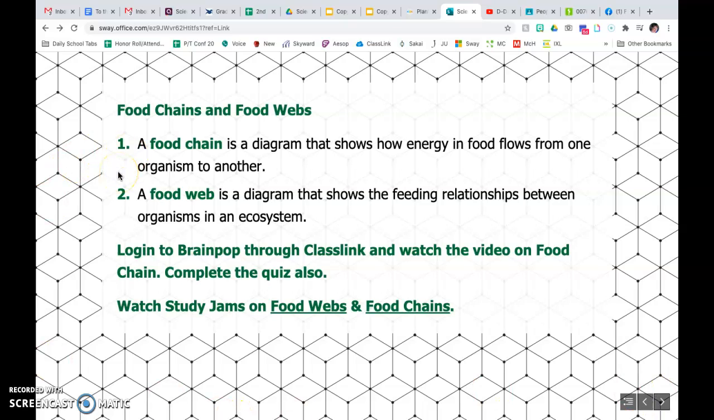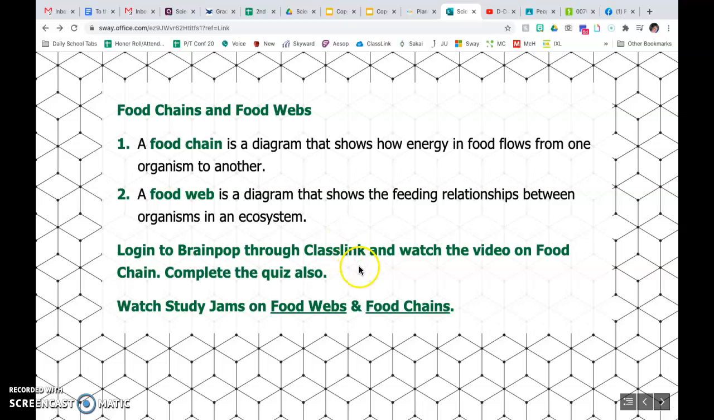So with this, we have a food chain. This is a diagram that shows how energy in food flows from one organism to another. Think of it like a chain link fence. One link, another link, another link, another link. Very simple. And then a food web is a diagram that shows the feeding relationships between organisms in an ecosystem. I like to think of this kind of like a spider web. It goes in all directions. Very strong structure, relates back. So food chain, simple. One to the other, to the other, to the other. Food web, all of the different relationships.